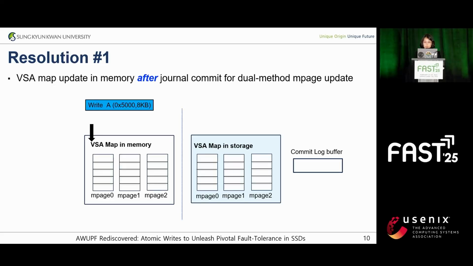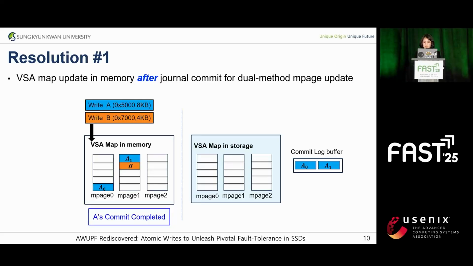First, write A is successfully committed. Only after this, the base map in memory is updated. Now, when write B arrives, it can safely write M page 1 to storage. Since A1 has already been committed, if a crash occurs in this scenario, recovery is straightforward. M page 1 already contains both A1 and B, ensuring their persistence. A0 can be restored from the commit log, maintaining atomicity and preventing data corruption.